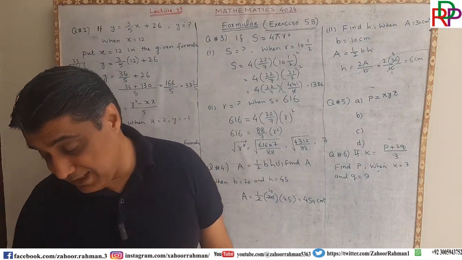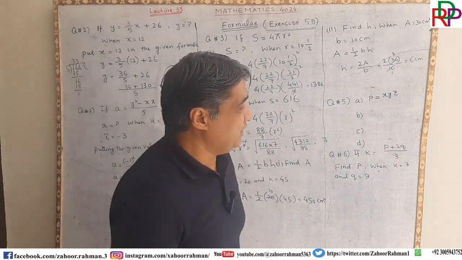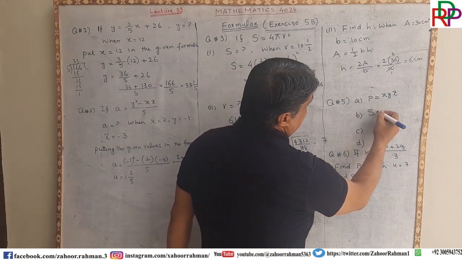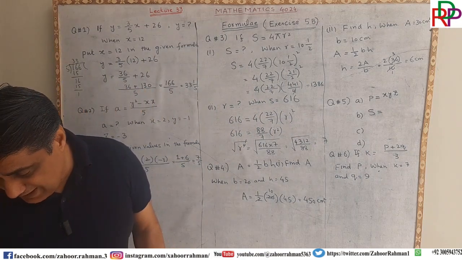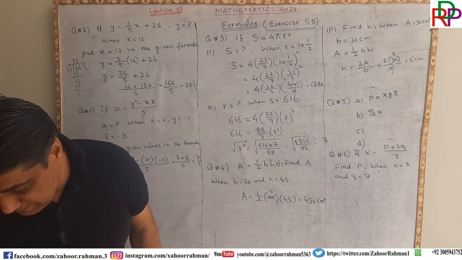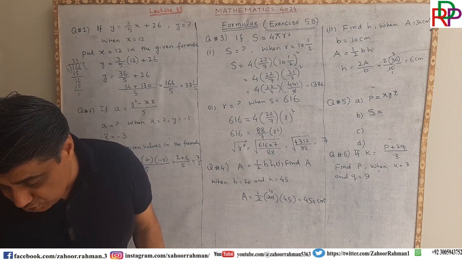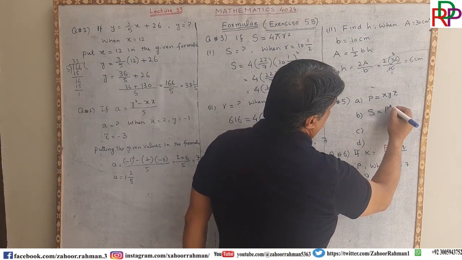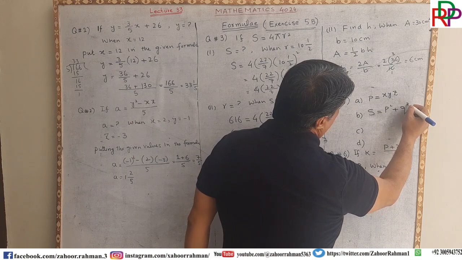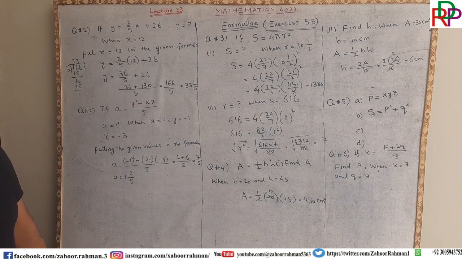Okay, the second part is saying sum S of the square. We have to find S, and the square of what? Sum of the square of P and cube of Q. P square plus cube of Q. You have to write it in this particular fashion, and that will be the answer.